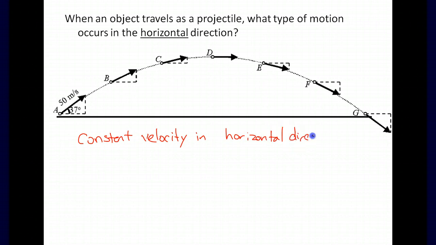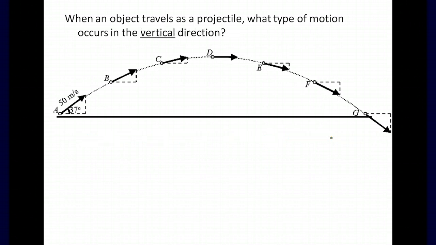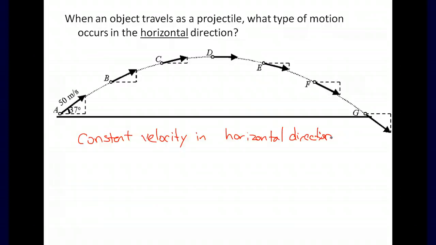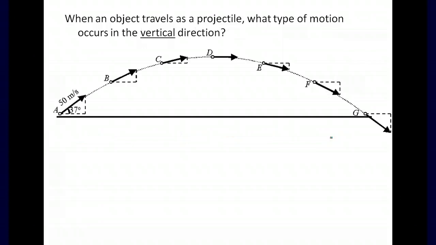All right, now let's look at the vertical. What type of motion occurs in the vertical direction? Well, if we go back and we look at our numbers, we can see that it started at 30 meters per second, went to 20, to 10, to 0, to negative 10, to negative 20, to negative 30 meters per second. So we can see that it is accelerating in the vertical direction. So we get constant acceleration in the vertical direction.